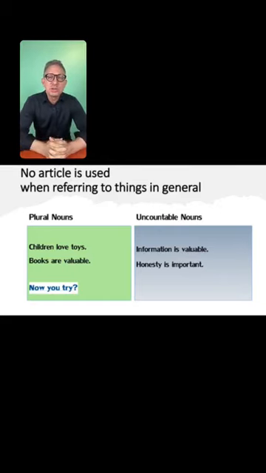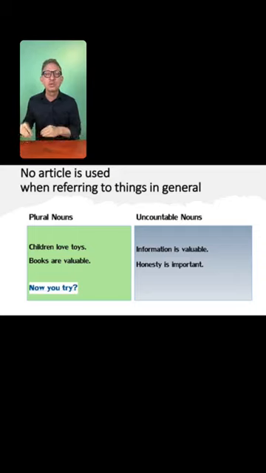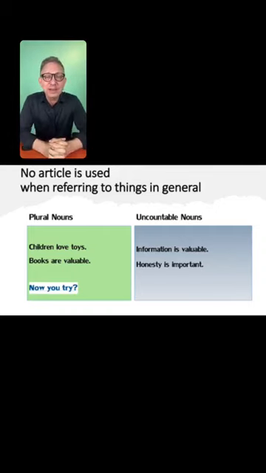So no article is used when referring to things in general. This is the biggest rule, the one rule you want to know about. The plural nouns. If you have a plural noun, children love toys. Books, plural, are valuable. And then uncountable nouns also don't require, if used generally, and in most cases, any sort of article. Information, honesty, knowledge. Knowledge is important.